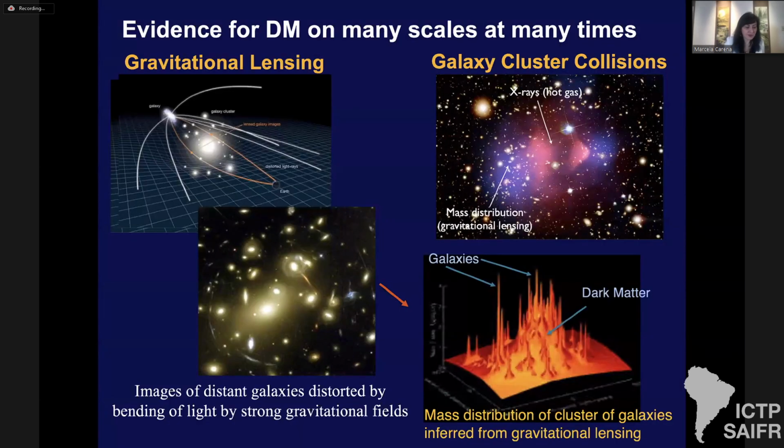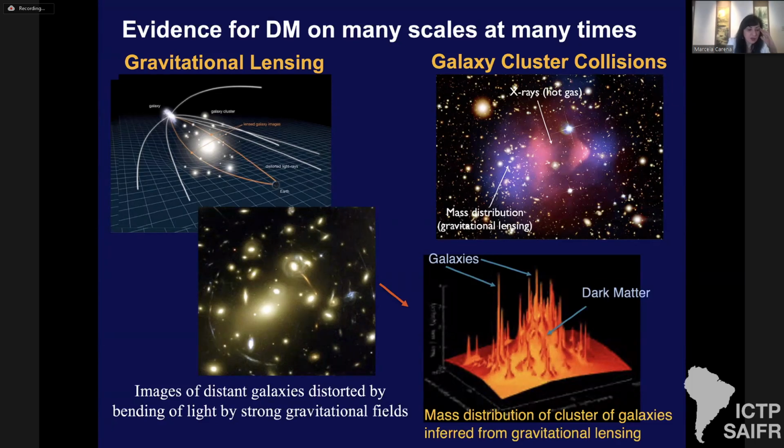universe together. Of course, nowadays we have many other ways of looking at dark matter at many scales and many times. For example, gravitational lensing.